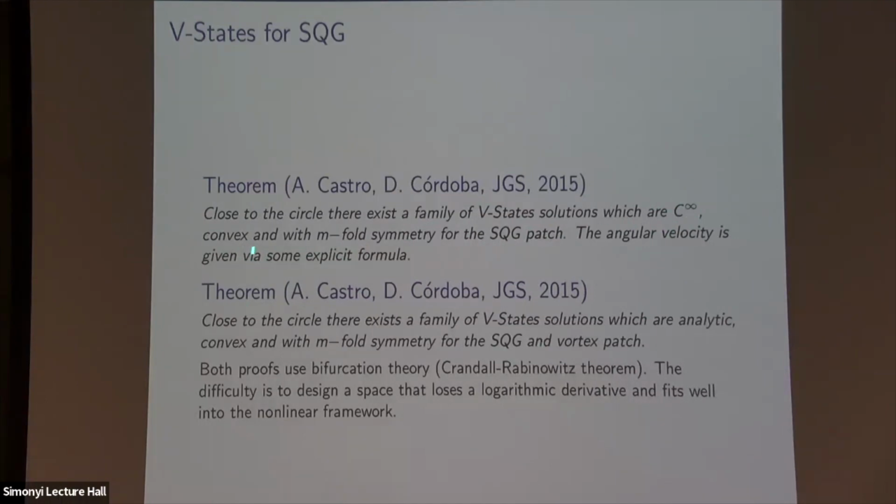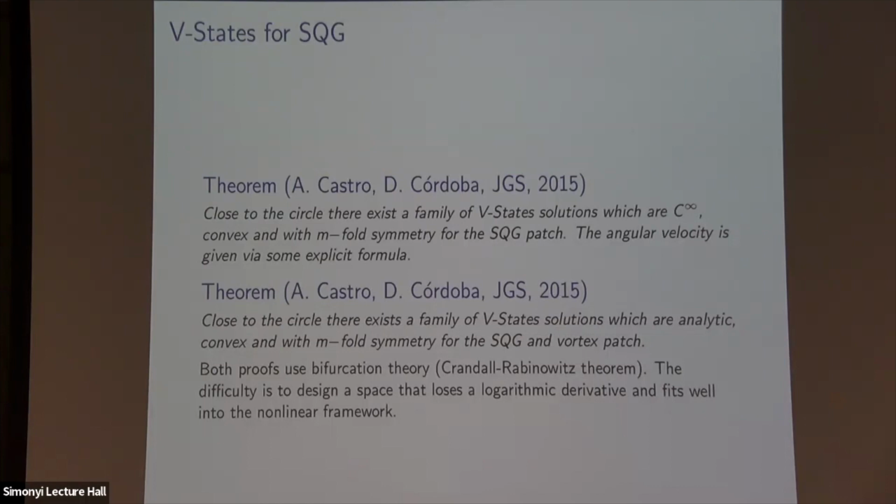So both these results use bifurcation theory in the spirit of the Crandall-Rabinowitz theorem, and they are local bifurcation theory results. And here the difficulty is to design a space where the linear and the nonlinear functional go, and the linear functional loses a logarithmic derivative, so one has to design carefully a space that does lose a logarithmic derivative, which is fine and not difficult, but at the same time fits well in the nonlinear framework.